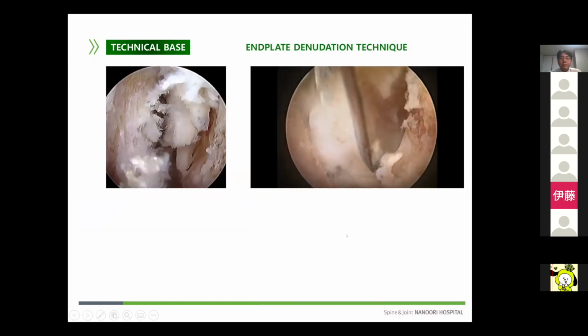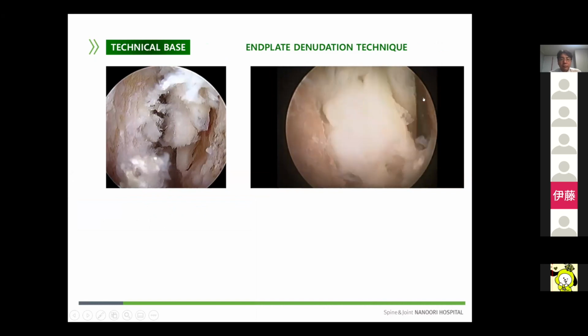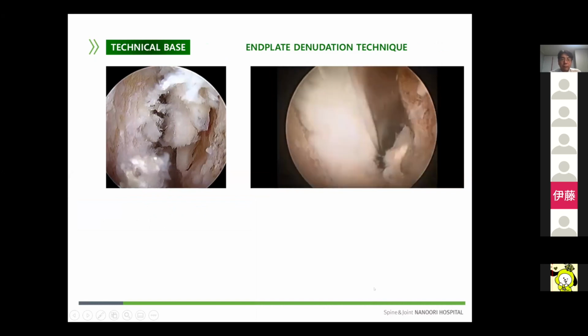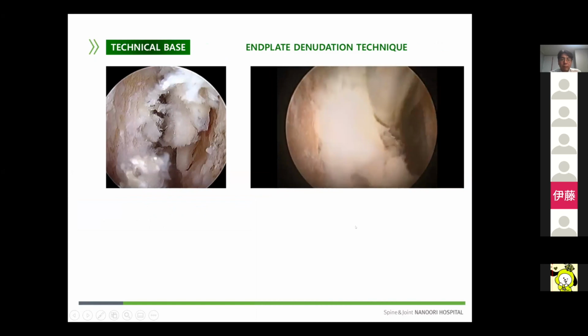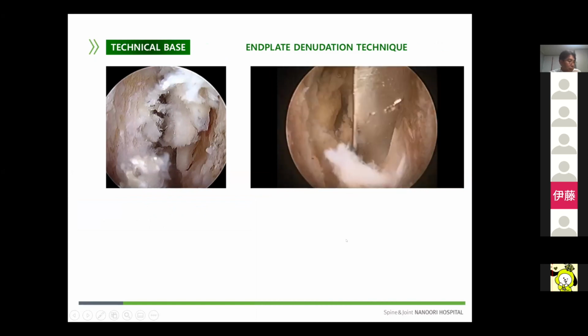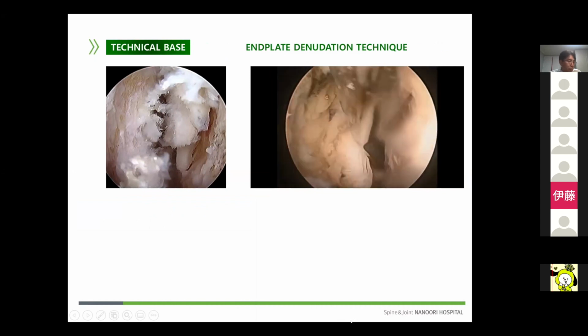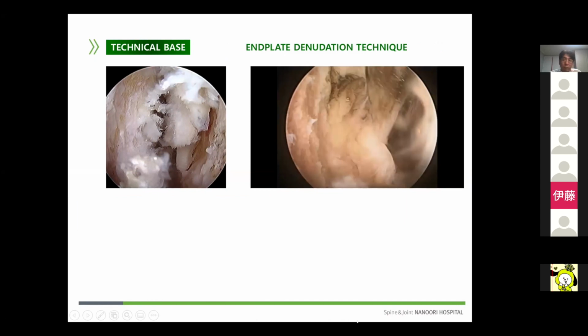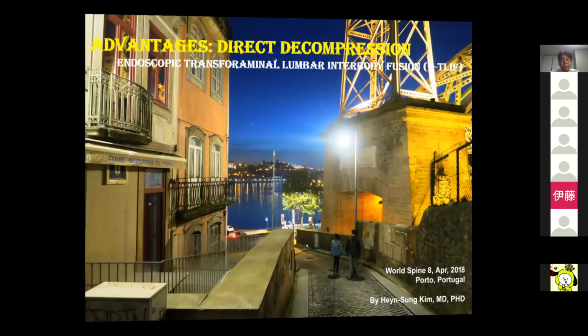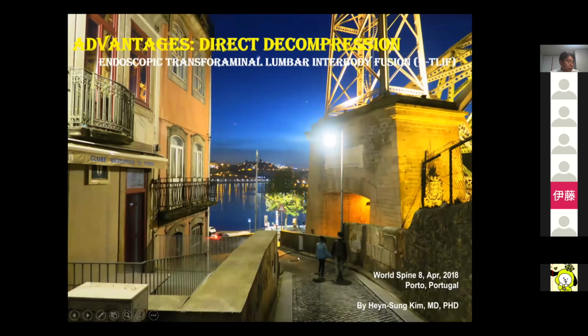The third technical tip is the endplate denudation technique. You can see here the denudation, not scratching, only denudation of the endplate. This is a very important tip to preserve the endplate and achieve a better fusion rate compared to previous operations. Before, when we first tried endoscopic lumbar fusion as a minimally invasive spinal surgery, we also thought it had the advantage of a minimized treatment option.